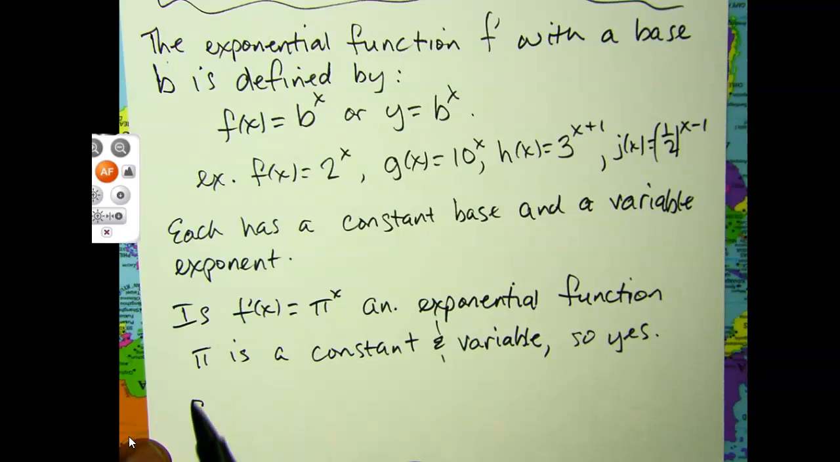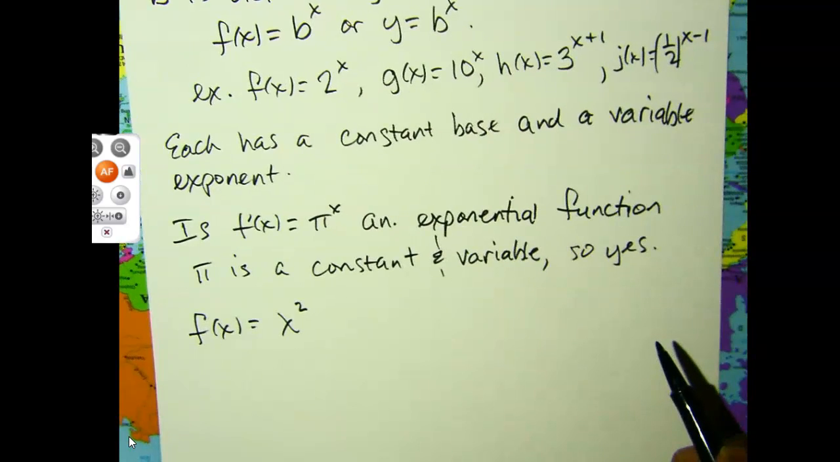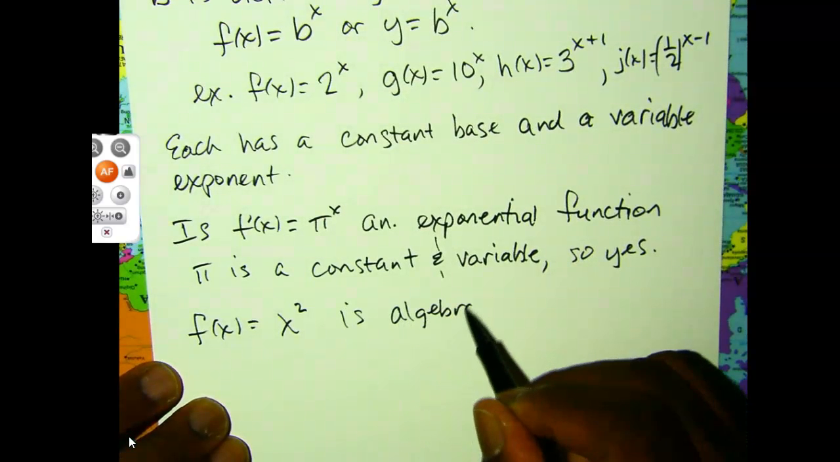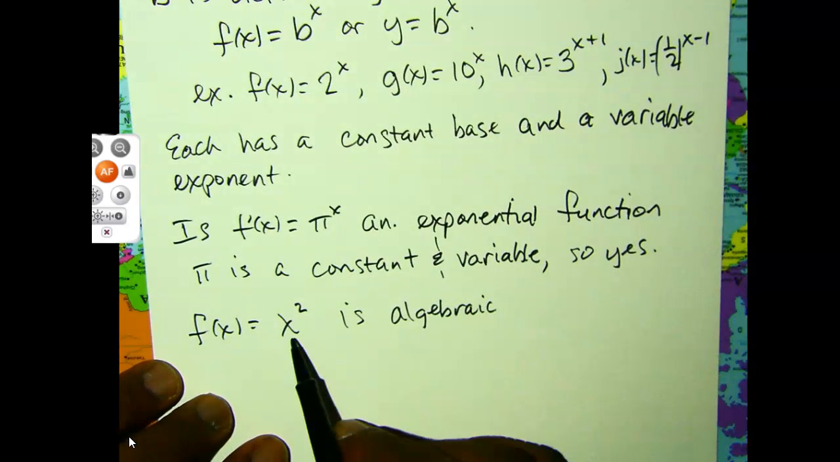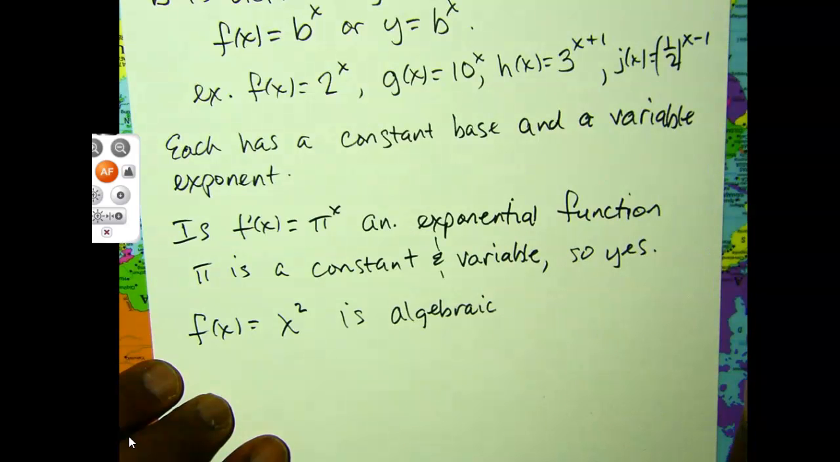Now, f of x equals x squared. This is an algebraic function. Your base is a variable, and your exponent is a constant. So this is algebraic, not exponential.